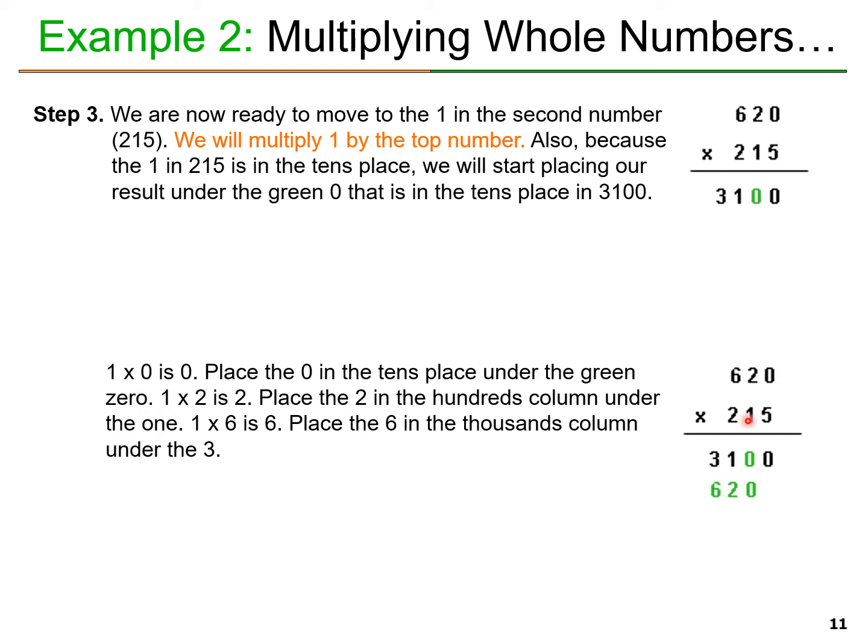So 1 times 0 is 0. Put the 0 up under this 0 here because this is the tens column. 1 times 2 is 2. So we put the 2 to the left of the 0 in the hundreds column. Now 1 times 6 is 6. We put the 6 to the left of the 2 in the thousands column. So notice each time we write a digit down in the result, we move one place to the left.